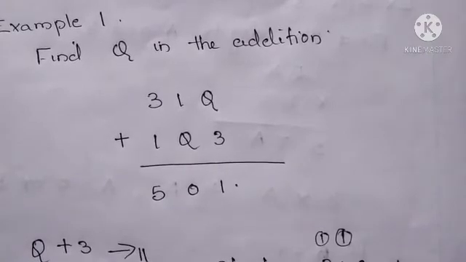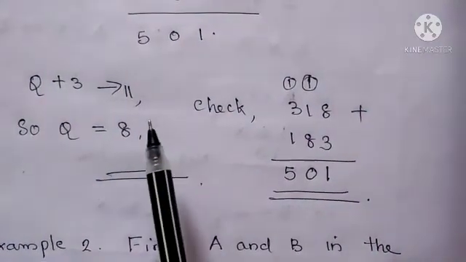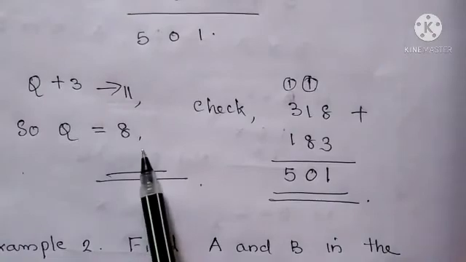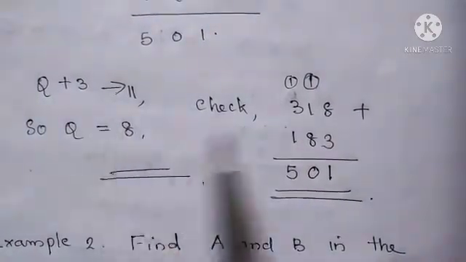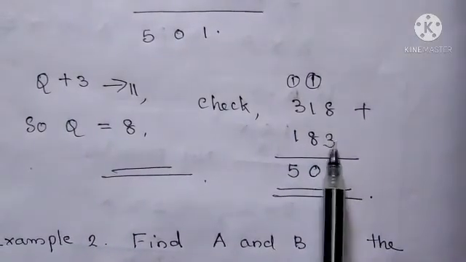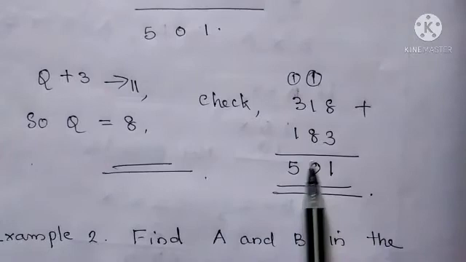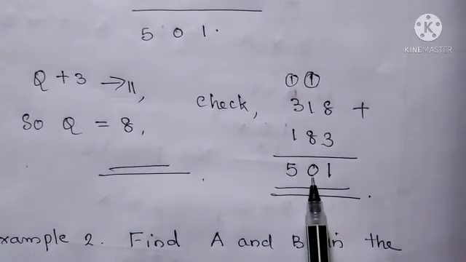Understood? So in this type of questions we have to think, and in this way we will get Q is equal to 8. Check. In the place of Q we will substitute 8 and we have to check whether the answer is correct or not. So it is satisfied for Q equal to 8 and we'll get 501. Okay.